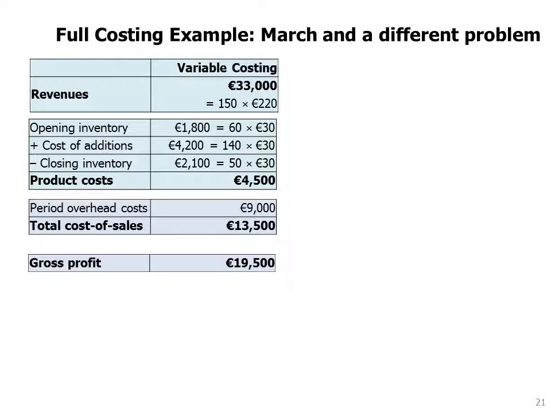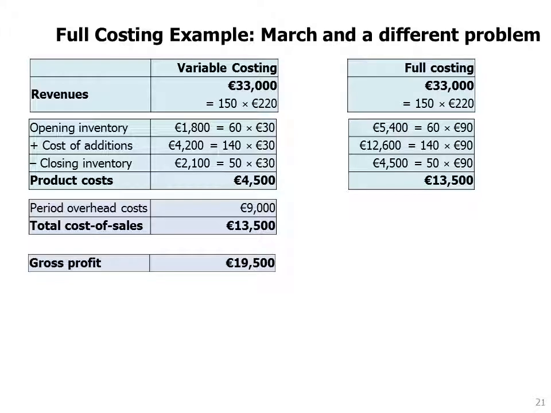Let's move on to March. March has a different problem. So that's the treatment under variable costing, and under full costing revenue is unchanged. But now we're only producing 140 units, so we're producing 10 units fewer than we planned to produce. The product cost is unchanged at 13,500, which comes from 60 units at 90 euros each, which is 5,400, plus 140 times 90, which is the additions, 12,600, less closing inventory of 50 units times 90 euros, 4,500, giving us a product cost of 13,500.